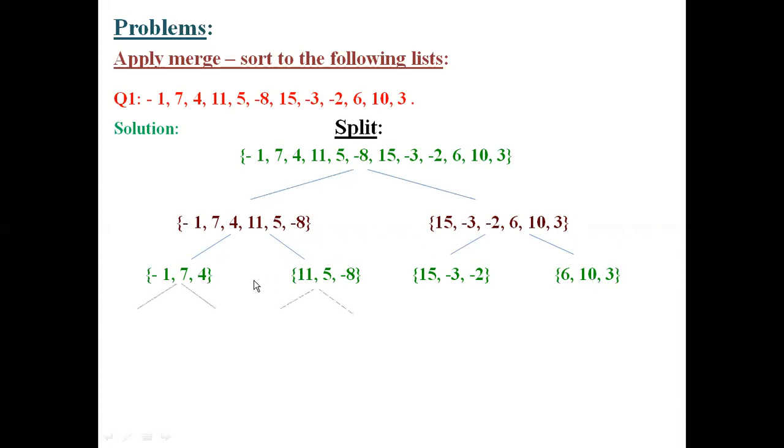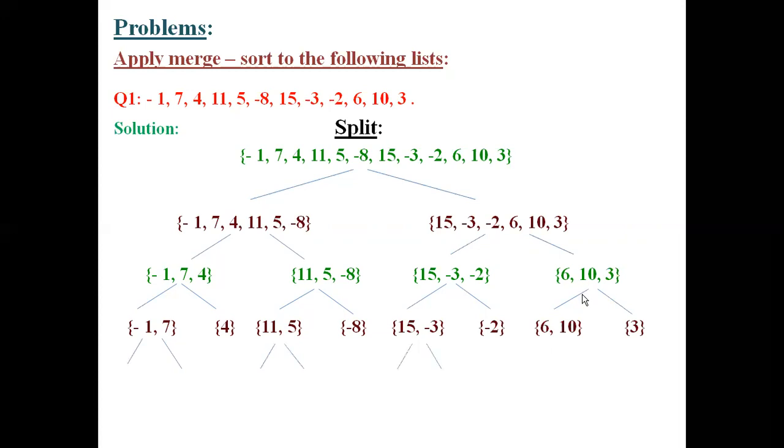Now in the next part, we have 3 elements in each of these sets. So we are going to take maximum to the left and minimum to the right. So 2 elements to the left and 1 element to the right. That is why minus 1, 7 to the left and 4 to the right. Similarly here, 11, 5 and minus 8 can be split as 11, 5 to the left and minus 8 to the right. In the same manner for the remaining 2 sets.